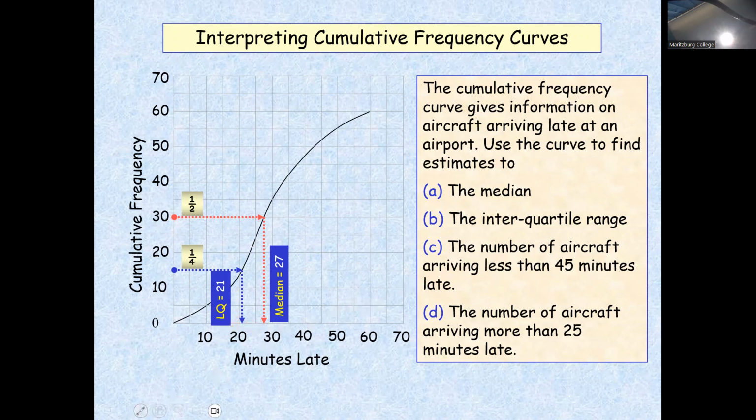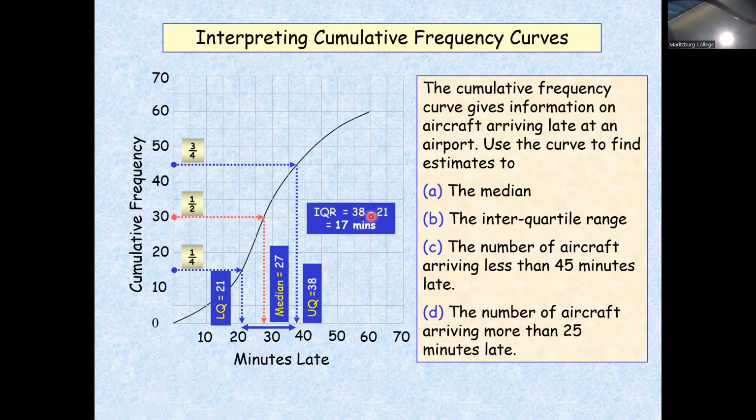Then we're going to find our upper quartile, which is our 75% mark, or 3/4 of 60, and that's 45. We'll draw a horizontal line till we meet the curve, and then we will come straight down. And that will take us to an estimate value of 38, just before 40. So to find our interquartile range, we subtract both those values. 38 subtract 21, giving us 17 minutes.